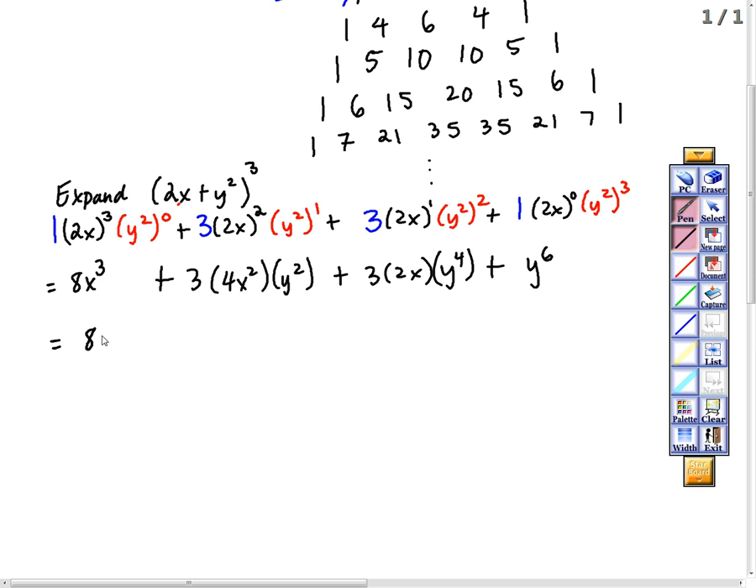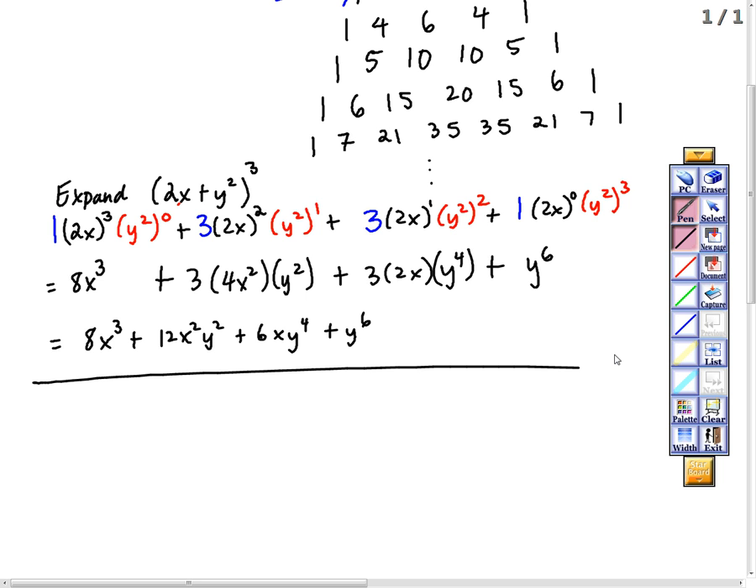So we'll clean up a little bit more. This is 8x cubed plus 12x squared y squared, plus 6x y to the 4th, plus y to the 6th. And that's how we expand that one. Let's try one more. Let's expand.